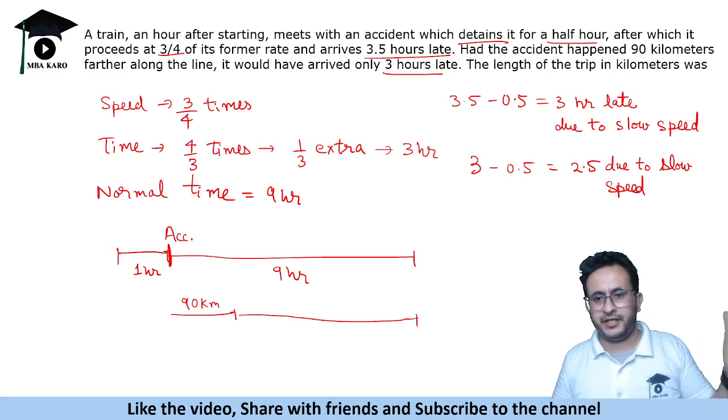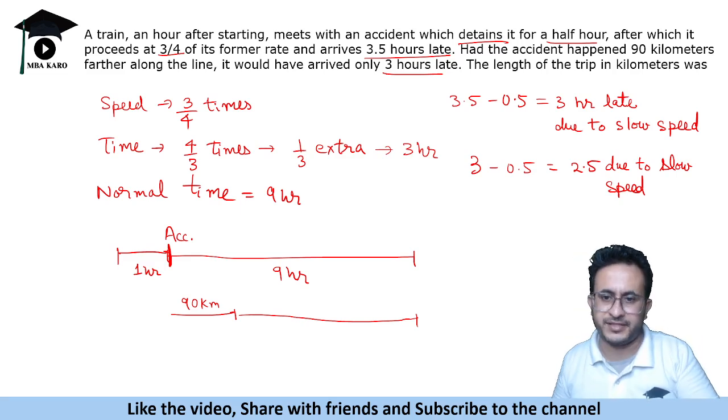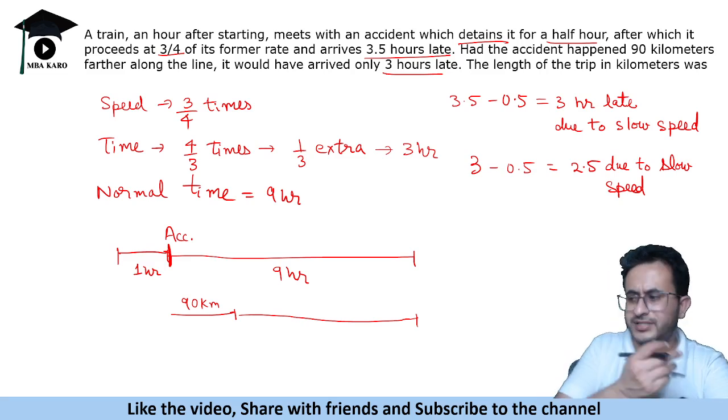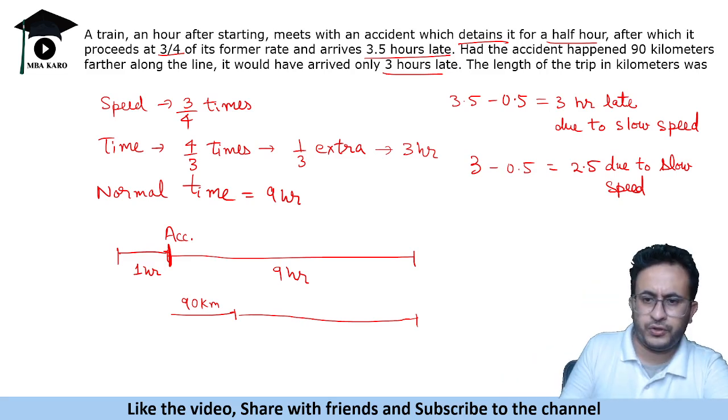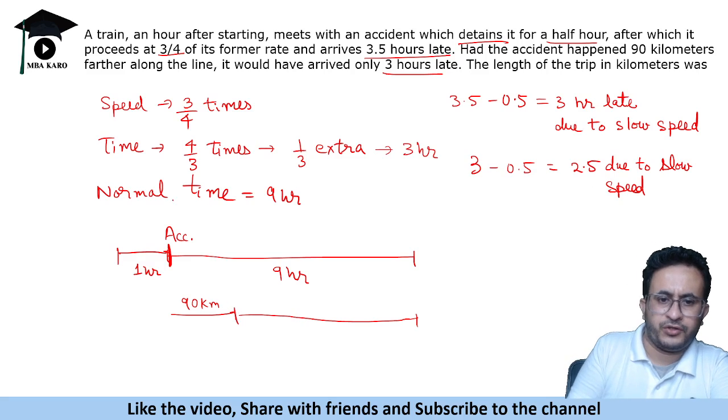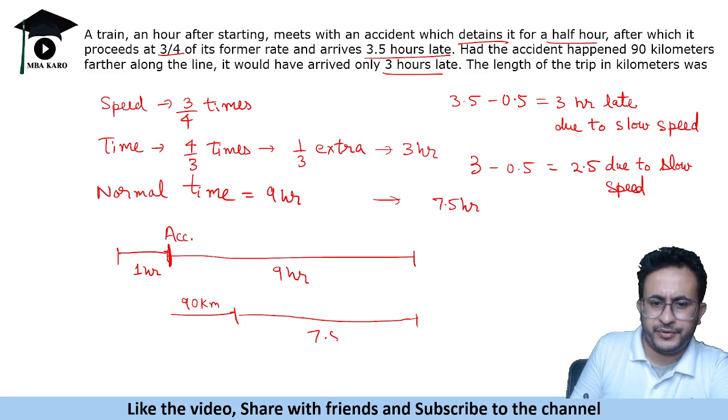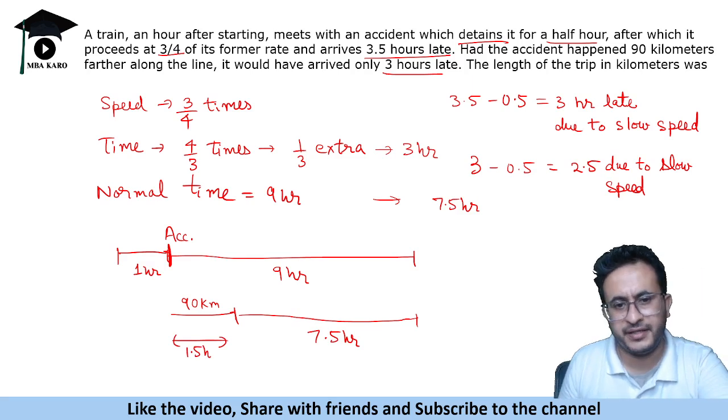unless it is mentioned that it does not stop, which will happen in this case also, that it will stop, or sometimes they might say that the train does not stop or it directly slows down. So 2.5 hours due to slow speed. So this means normal time in this case is 7.5 hours. So normal time from here to here is 7.5 hours. So that means in normal scenario, in 1.5 hours you will cover 90 kilometers.